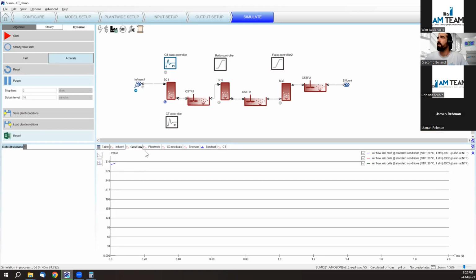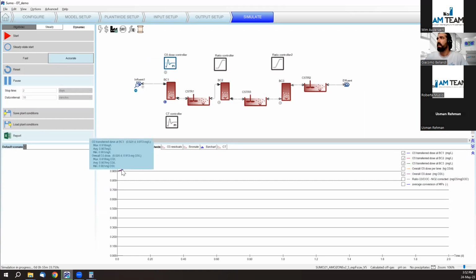You see the controller takes action. We can check the dose from here. So we are at 0.9, so the controller is increasing the dose. And at the same time, the flow is changing. So there is a dynamic flow coming in, and the controller has to adjust the delivered dose in real time, right?